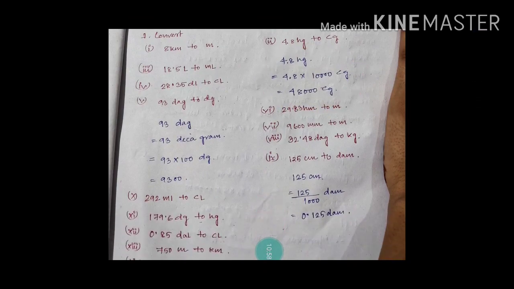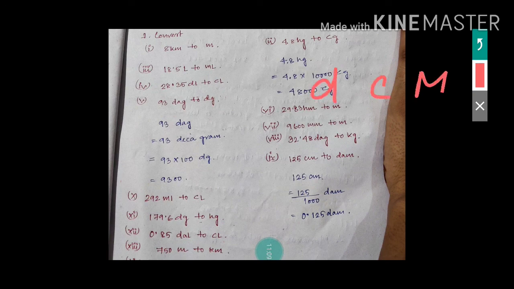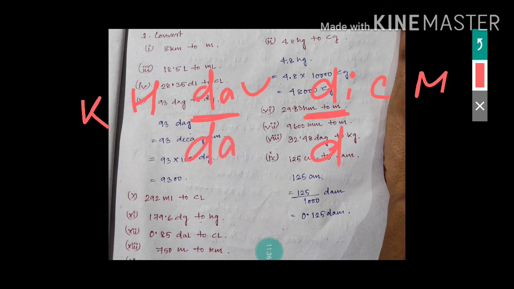Similarly, question number 5, you see: 93 decagram to dg. There is milli, centi, deci, unit, deca, hecto, kilo. I am getting the d two times. So what is the difference? How will you understand? This is decigram, deci, and this is deca. At last you are getting an a. So to identify, this deci we consider as a d, and this one is deca, which we consider as da, because at last a is there.